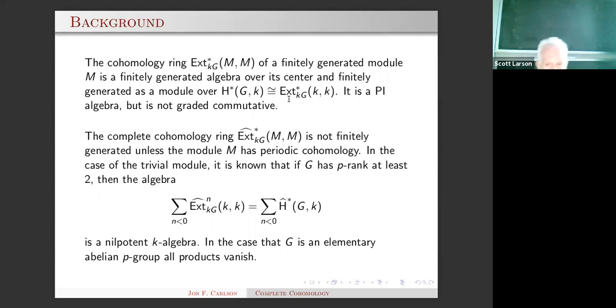And in the case of the trivial module, so that you're looking at the complete cohomology of the trivial module, what Dave Benson and I proved, well, let me say this. What we know is that this negative cohomology is a nilpotent algebra. Actually, Dave and I did not actually state that in our paper, although we proved it certainly in some cases, and you can get it from that paper.